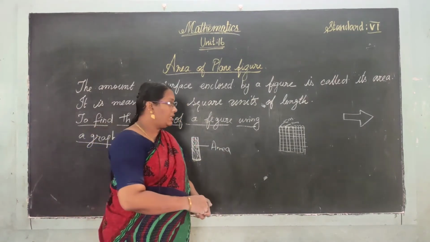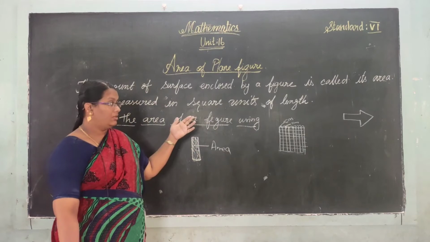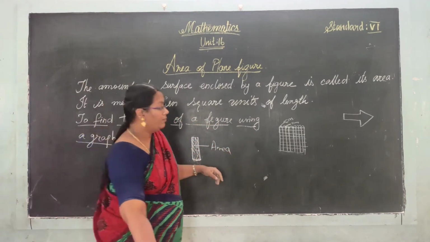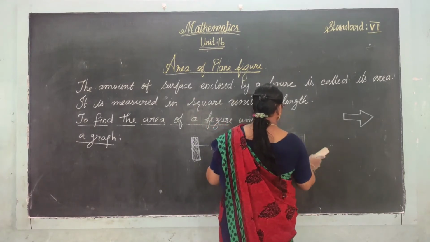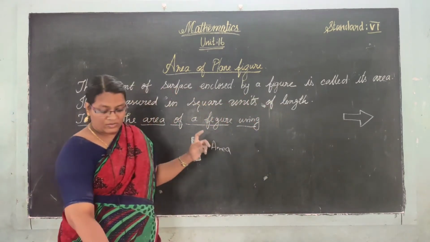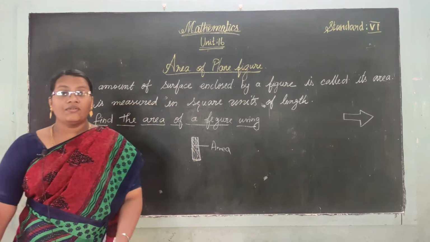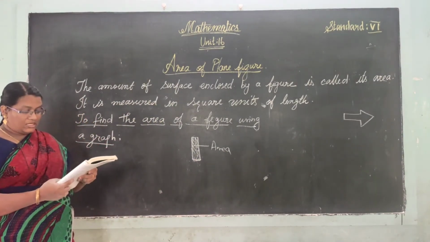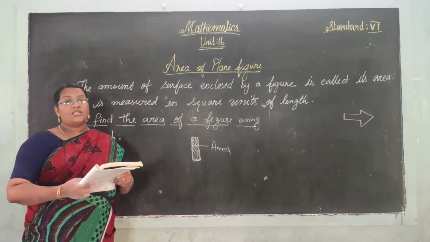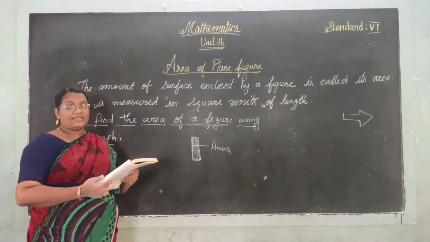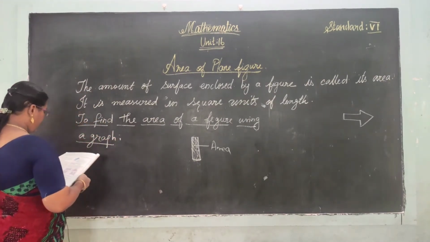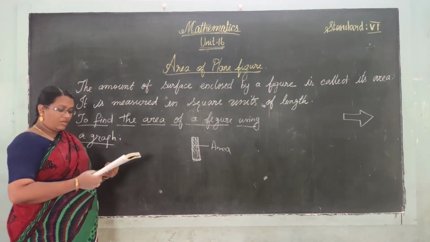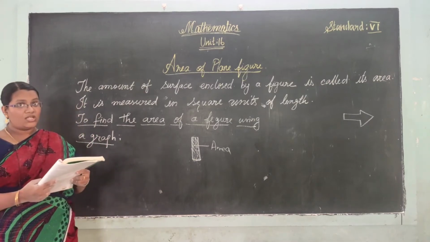Now see the figure. I hope you all see the figure on the board. See the first figure, A, B, C, D. Which shape does it represent? It represents the rectangle. It represents the numbers also.